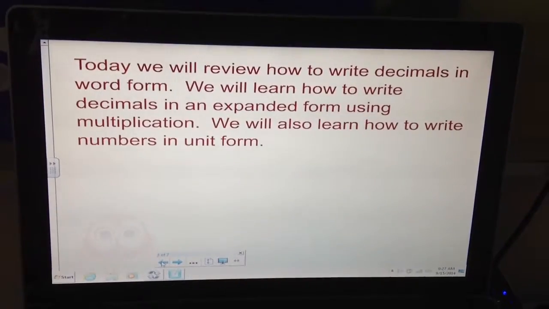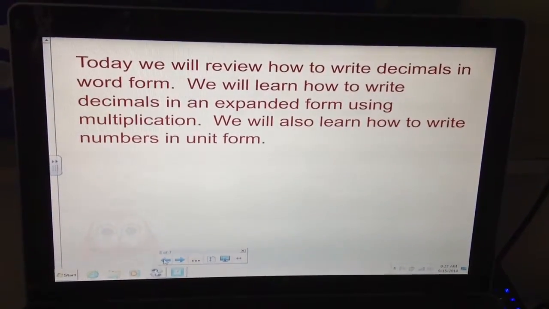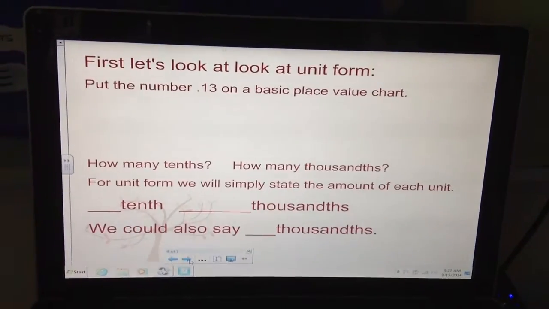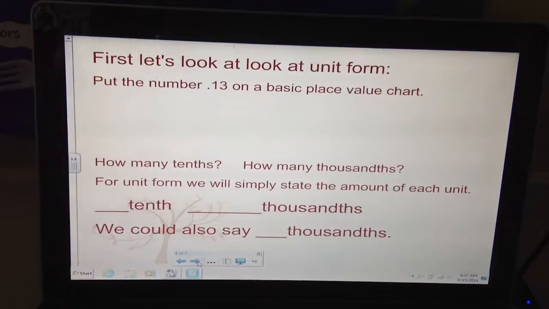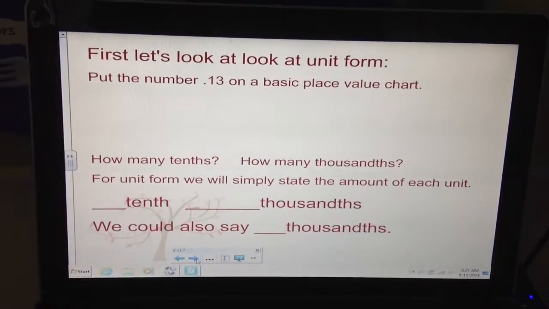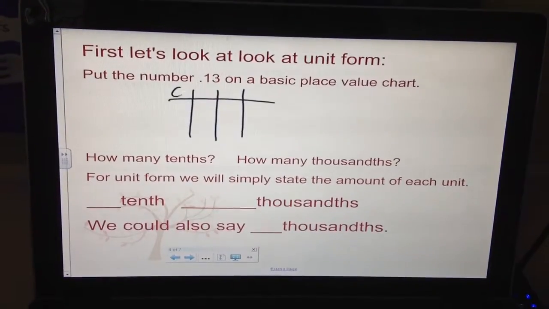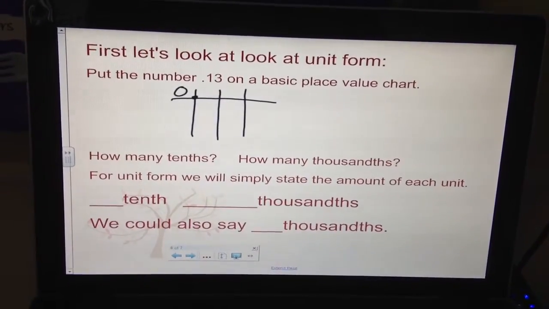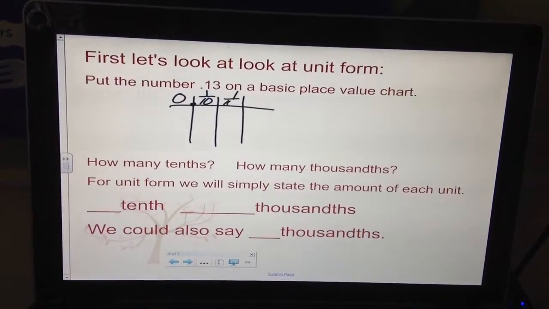We'll look at how to approach that, and then we'll look at doing some in this different way of writing expanded form. So if I look at unit form, the first thing that's easiest to do is to just put my number on a place value chart so I can see what's happening. So again, when you have to create a place value chart, don't spend a lot of time making it look beautiful. Just get it down so that you can work with it.